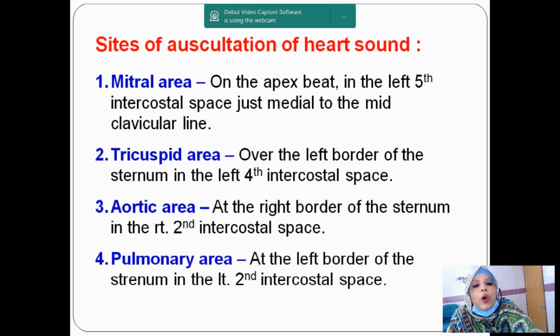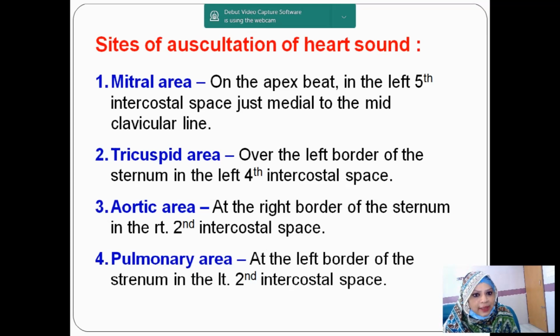Now, sites of auscultation of heart sounds, where we can auscultate them. See here, first thing, the mitral area, from the apex beat. You already studied these things, I think, in anatomy. There are four areas for auscultation of heart sounds, that is the first and second heart sounds. You can auscultate the two heart sounds, first and second, by stethoscope.